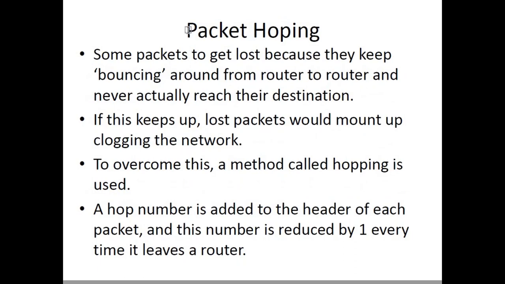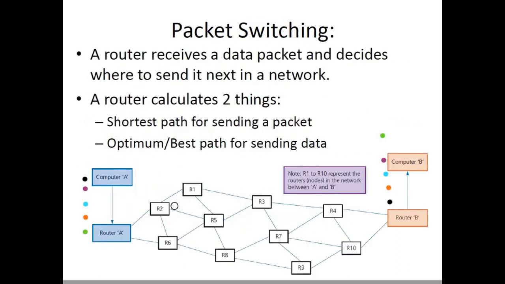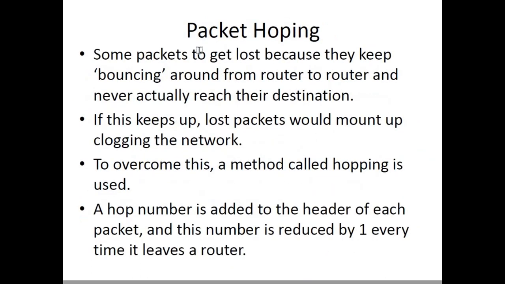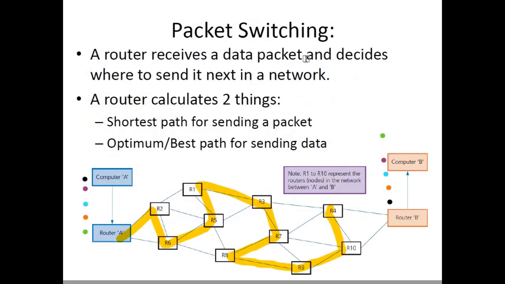So what happens is that since each router decides where to send the next packet, sometimes the packets are sent too far away, and from R4, see, this packet has traveled almost the whole network. This is a waste of resources. We do not want our packets to randomly travel from one router to another endlessly. Some packets get lost because they keep bouncing around from router to router and never actually reach their destination. How is that made possible?